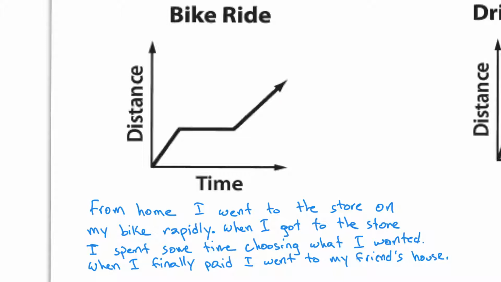So from here, you can say I went to my friend's house really fast, because it is increasing rapidly again. So that's one way you can describe what's happening in the graph. It's increasing, it's constant, and then it's increasing again. The distance is increasing from home to the store, and at the store I didn't go anywhere else, but then I went to my friend's house, so the distance was more. From home all the way to my friend's house, it's a long distance.